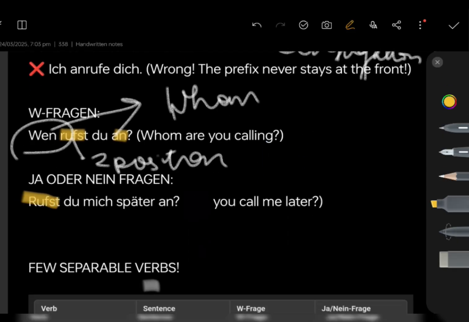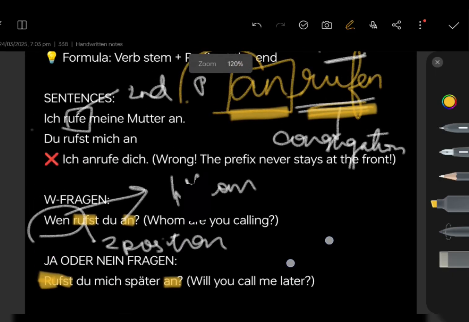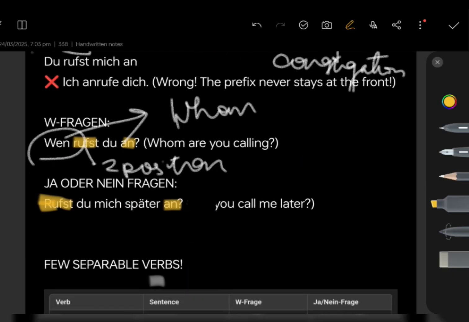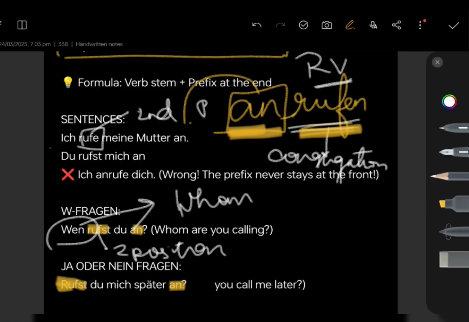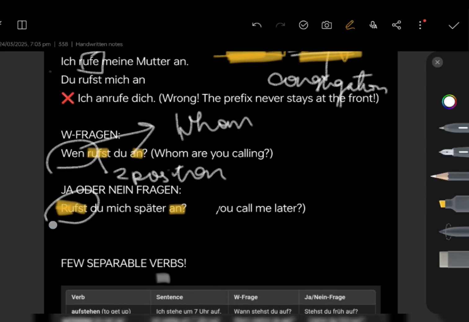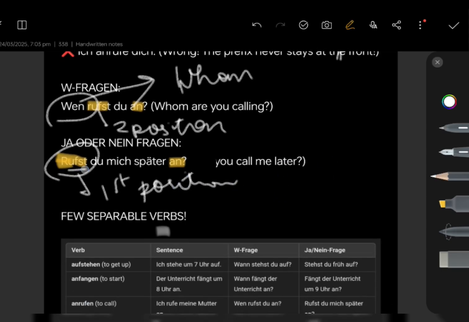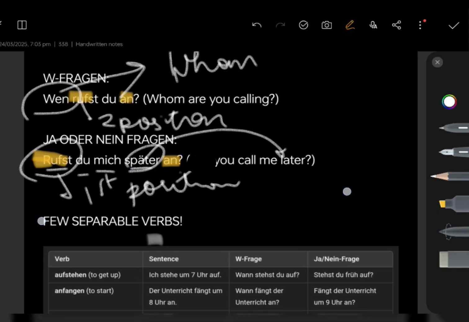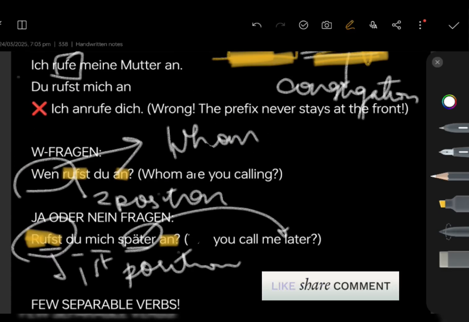Now let us look at Ja oder Nein Fragen. How can you spot the separable verb? You're right. Again, we are using anrufen. And as usual, the prefix comes at the end. And here the verb takes the first position. Which position did the verb take? First position. Rufst du mich später an? Später is nothing but later. Will you call me later? If you are having any doubts until here, do drop them in the comment section below. I would love to answer your query.